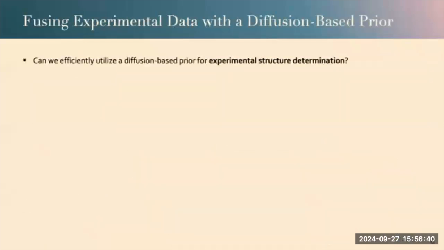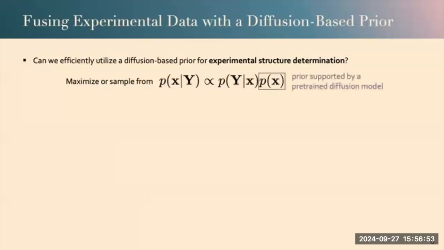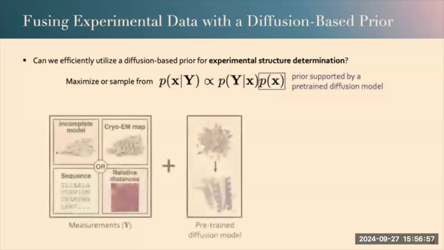So the question I wanted to explore was, can we efficiently use those diffusion-based models for experimental structure determination? Essentially, can we frame the problem as this posterior sampling problem or MAP problem, but use a prior that will be in some way supported by the pre-trained diffusion model?